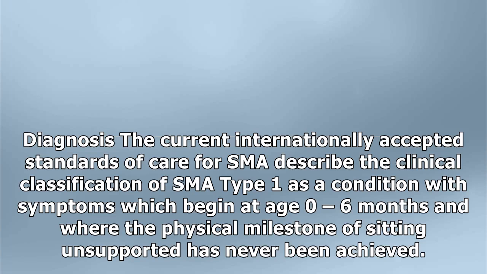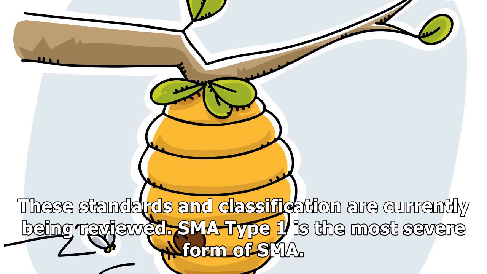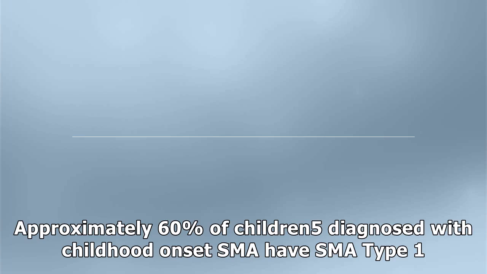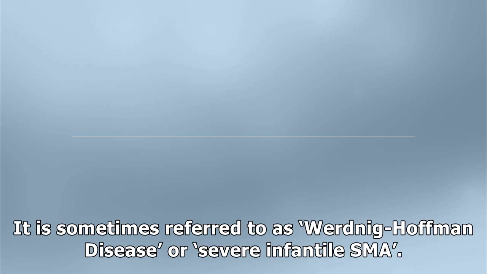Diagnosis. The current internationally accepted standards of care for SMA describe the clinical classification of SMA type 1 as a condition with symptoms which begin at age 0 to 6 months and where the physical milestone of sitting unsupported has never been achieved. These standards and classification are currently being reviewed. SMA type 1 is the most severe form of SMA. Approximately 60% of children diagnosed with childhood-onset SMA have SMA type 1. It is sometimes referred to as Wernicke-Hoffmann disease, or severe infantile SMA.